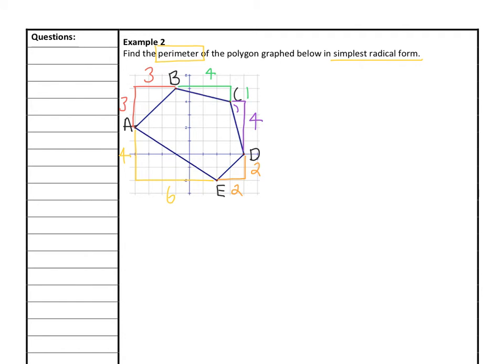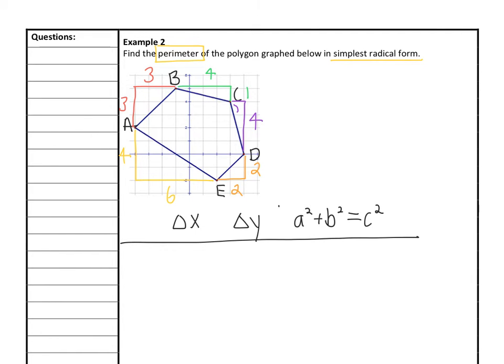So next I'm going to make my chart. Where do I want to make my chart to help me out? I'm going to go down here. So I've got change in x, change in y, a squared plus b squared equals c squared. And then I'm going to scroll down in a second because I'm going to have a lot of rows. Let's count up how many sides we have: 1, 2, 3, 4, 5. So I need to make 5 rows for this.